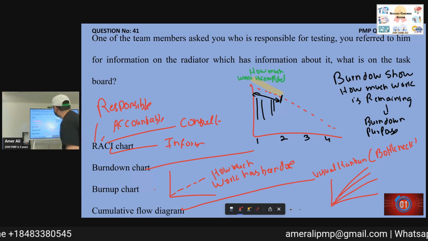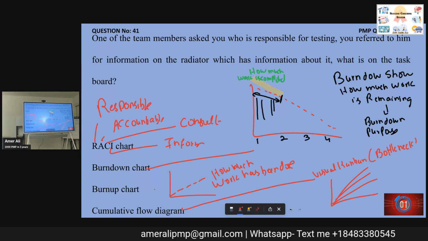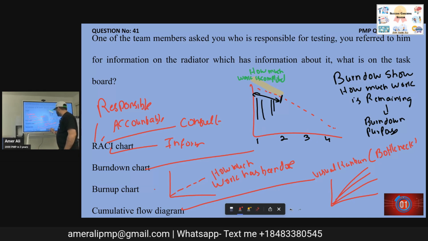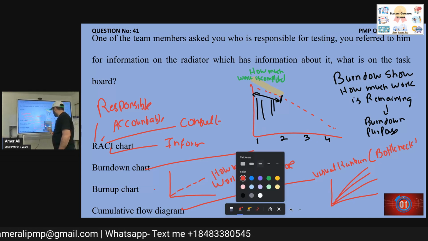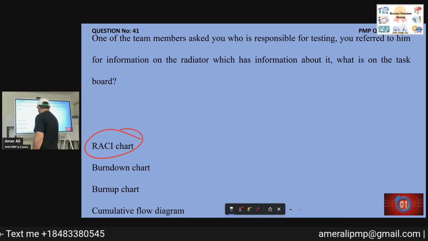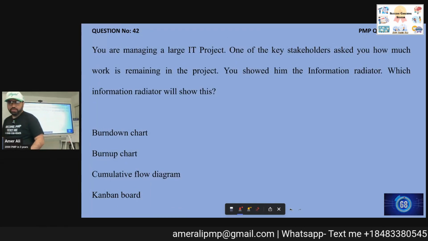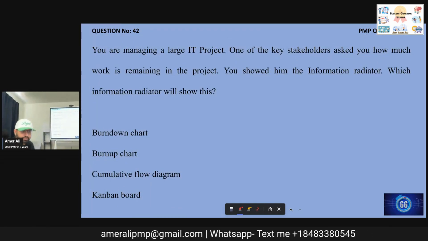Okay. So one of the team members asks you who is responsible. So all these are information radiators, right? But we are talking right now about the RASI chart. Okay. I hope other questions can be easily cleared for you in this way.